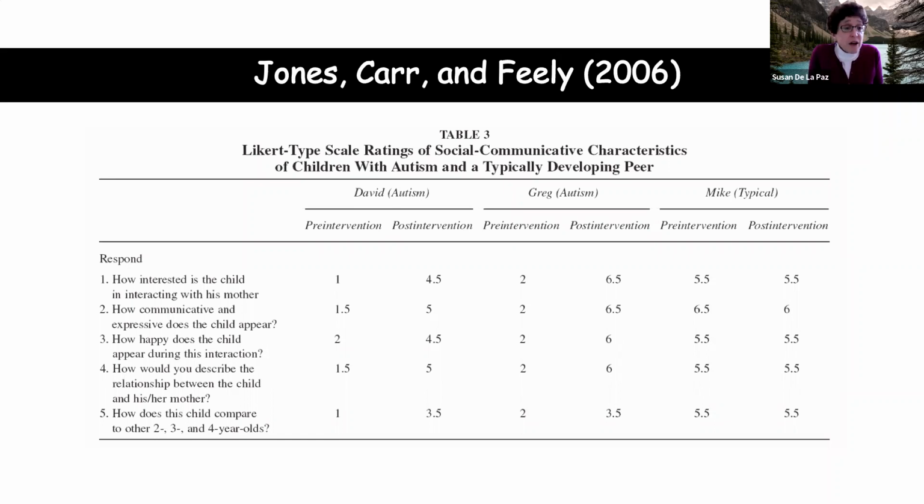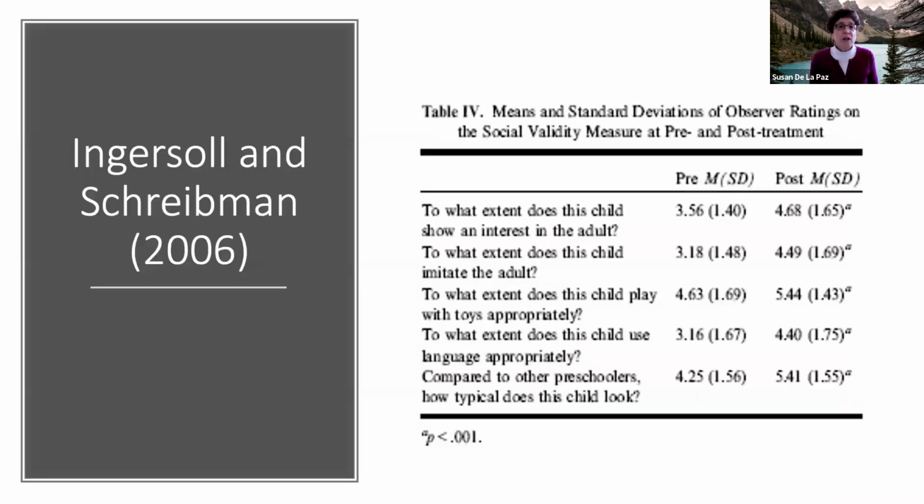The second one here is how communicative and expressive does the child appear? And again, we see some positive outcomes and positive comparisons to the normative comparison. So that's a great example. One other example here was pre and post, where an observer can evaluate, and you can see the extent to which we have averages. That's the M.